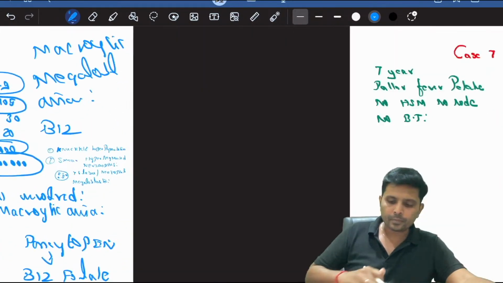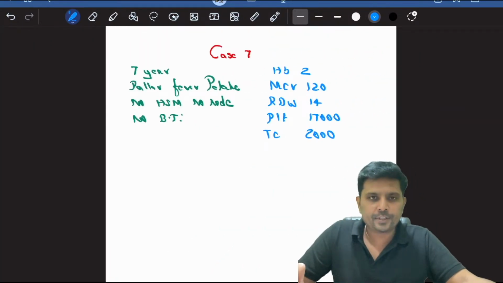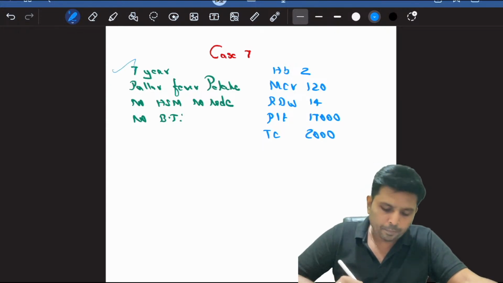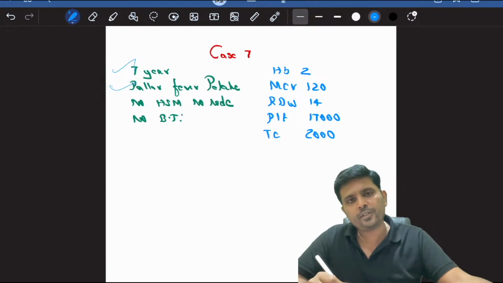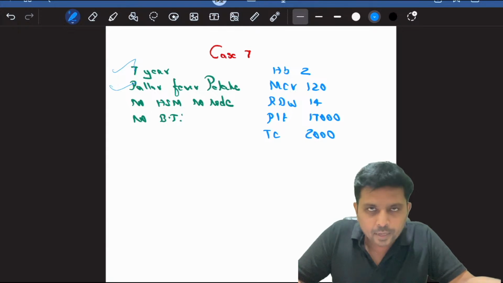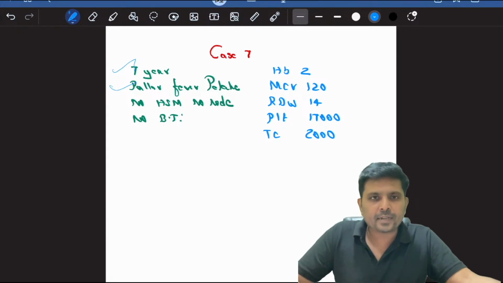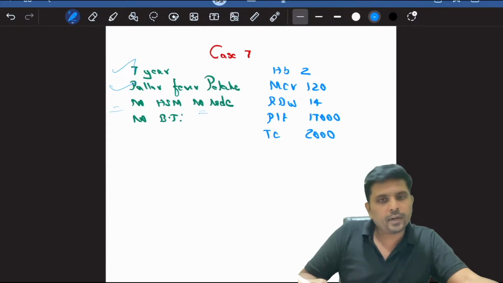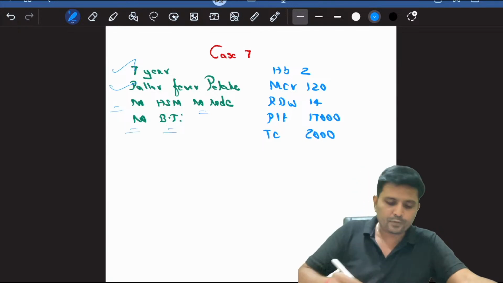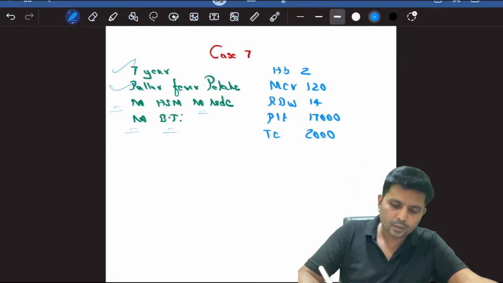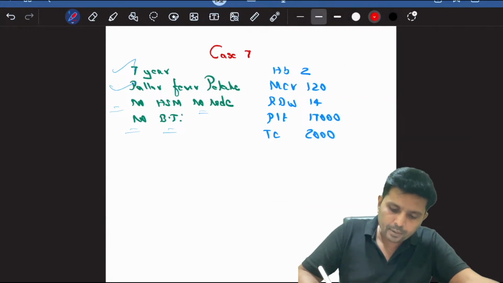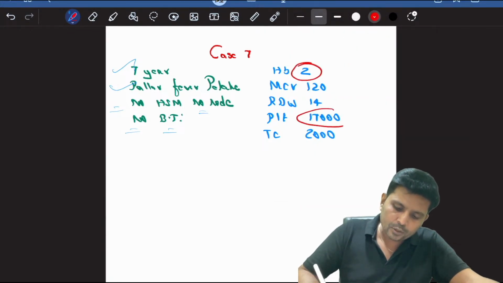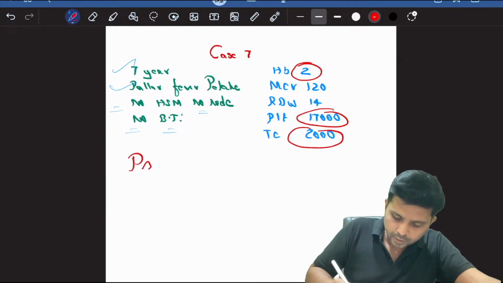Case 5. Then comes case 6. Case 7: what is this case? A 7-year-old with pallor, fever, petechiae. So pallor means hemoglobin is involved, fever means WBC involved, petechiae means platelet is involved. No hepatosplenomegaly, no nodes, no blood transfusion so far. Hemoglobin is 2, platelet is low, total count is low. So this is a case of pancytopenia.